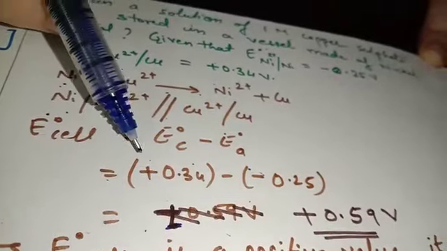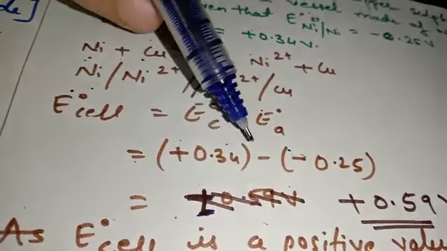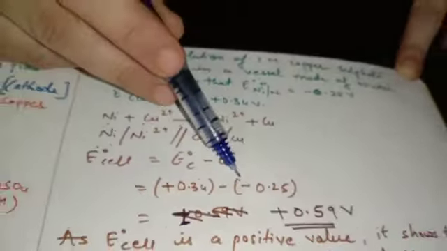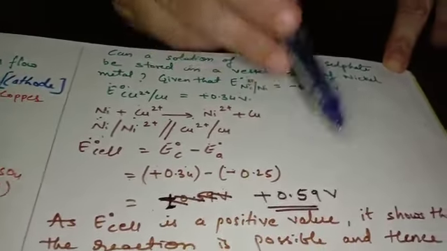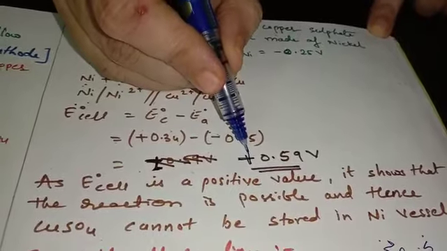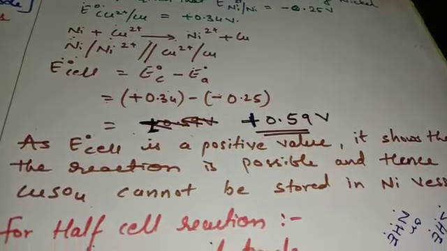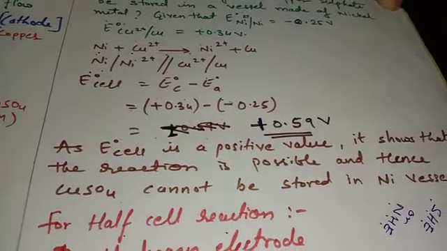So the E naught cathode value is plus 0.34 volt minus E naught anode value, which is minus 0.25 volt. Solving this, we get the answer plus 0.59 volt. So as the E naught value comes out positive, it shows that the reaction is possible. The reaction is possible, which means it is not safe to keep copper sulfate solution in a nickel metal vessel.